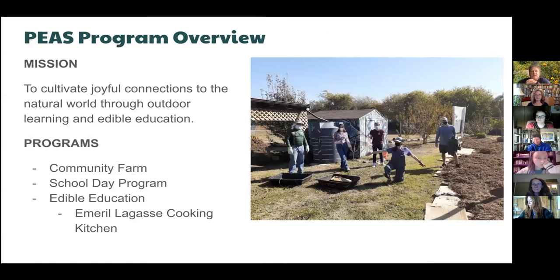PEAS's mission is to cultivate joyful connections to the natural world through outdoor learning and edible education. Their main program is a school day program where they have educators who go and lead outdoor and edible education classes at schools. They also have a community farm at one of the elementary schools in town and do edible education, including an Emeril Lagasse cooking kitchen, which was just installed and due to COVID has not opened its doors to students yet, but I know they're looking forward to that.